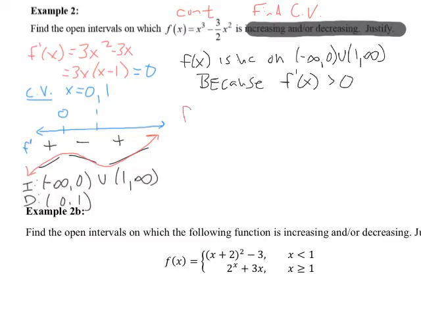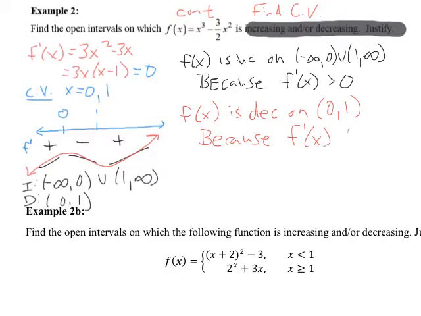Then we can say that our function is decreasing. f of x is decreasing on 0 to 1, always writing open intervals, because f prime of x is negative.